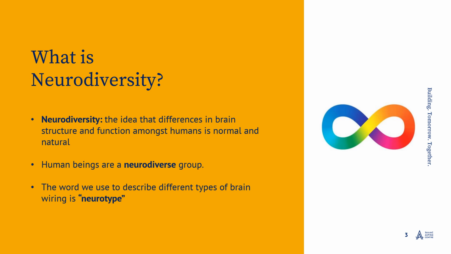So, what is neurodiversity? Neurodiversity is the idea that differences in brain structure and function amongst humans is normal and natural. Human beings are a neurodiverse group. That is a fact of life. We all have different brains that function differently and impact our behavior. The word we use to describe different types of brain wiring is neurotype.